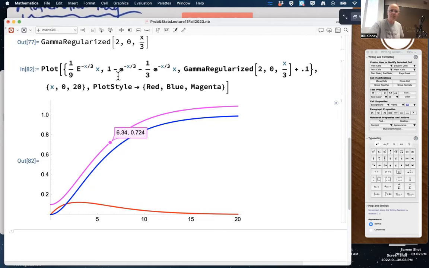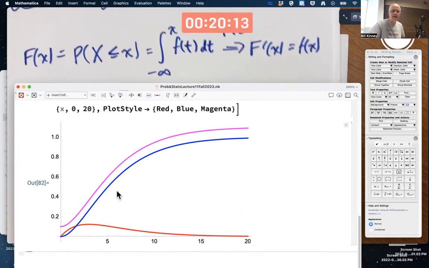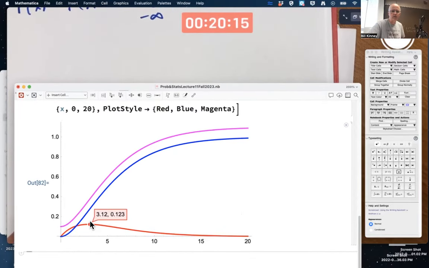Maybe I should write this down. Oh, I lost my cursor. Can we get back to 3.12? There we go.